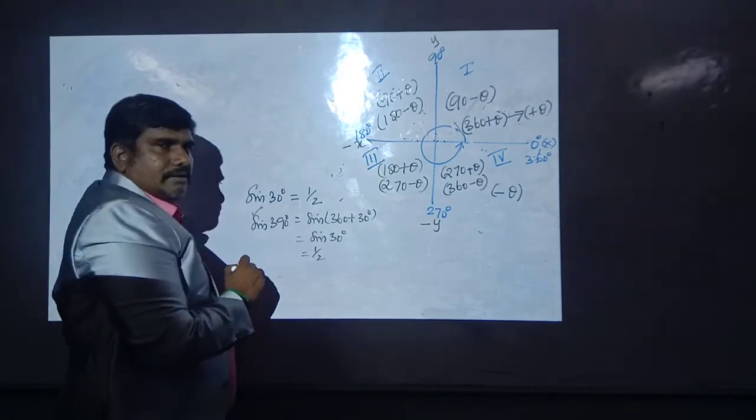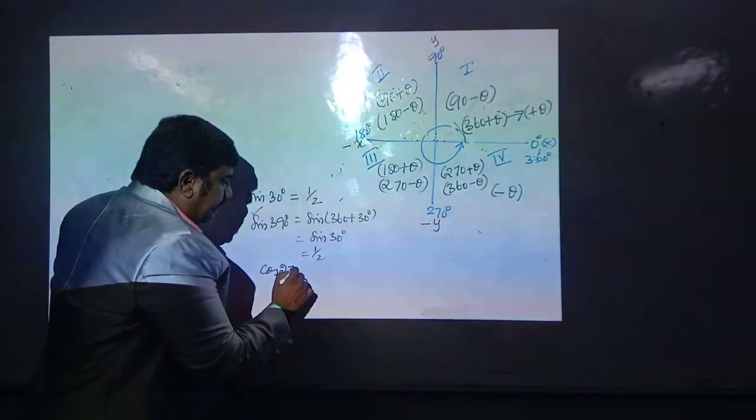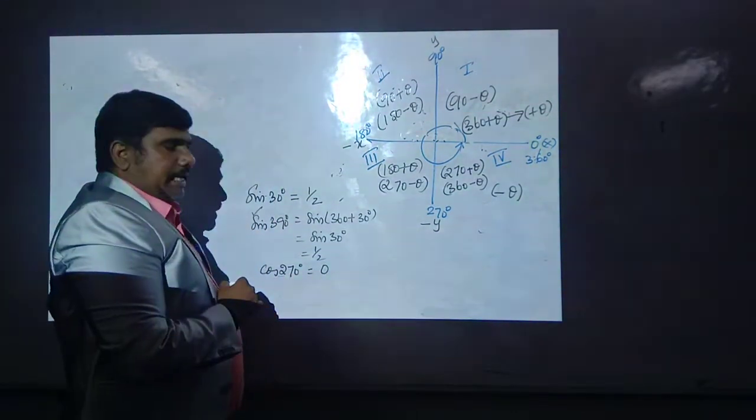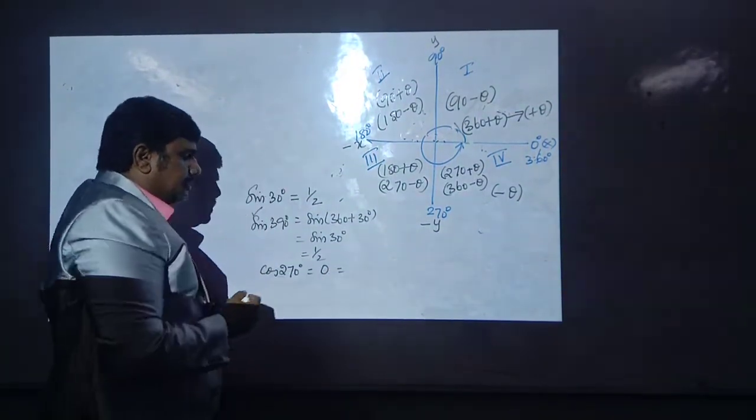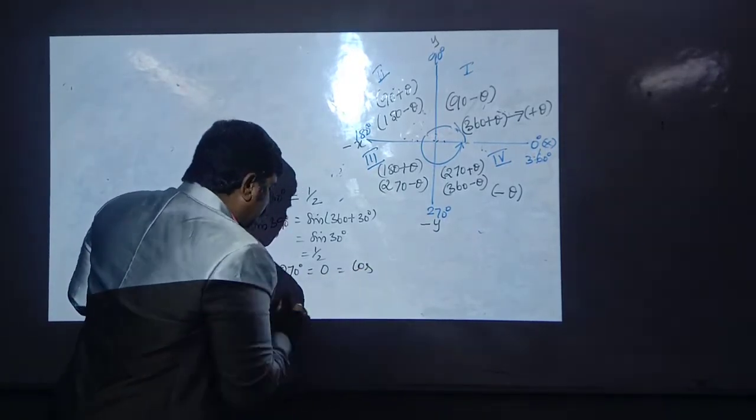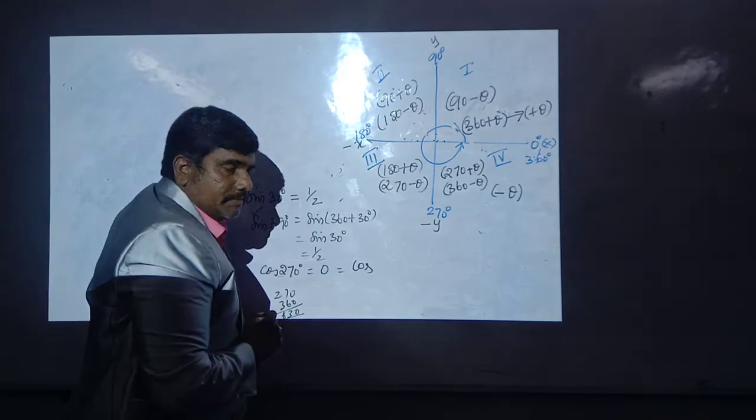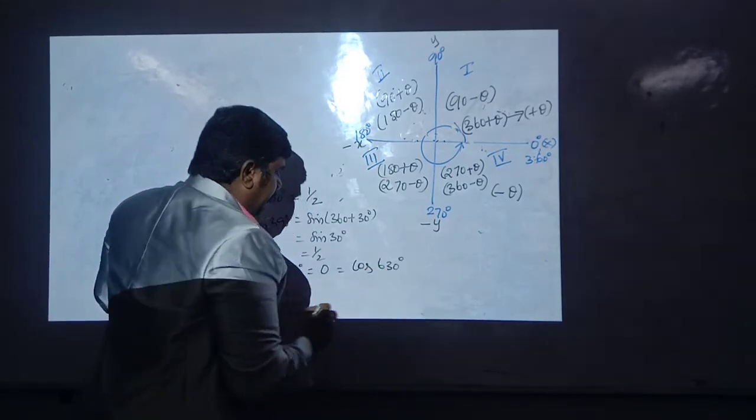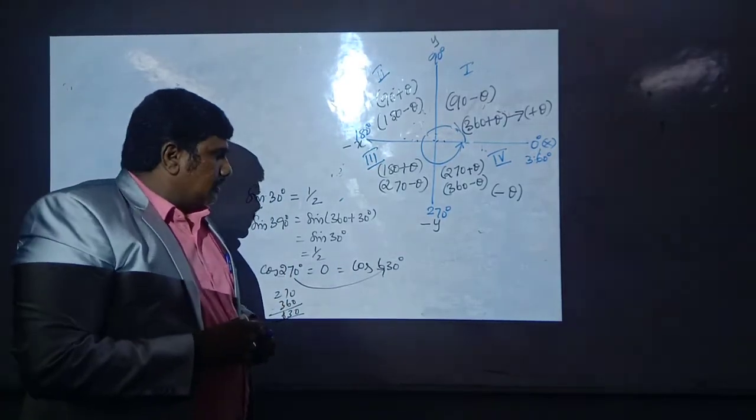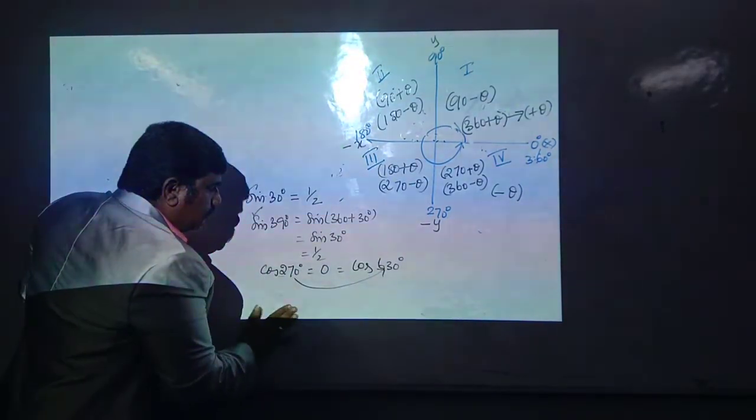Not only for sine, for cos or anything else, the same thing applies. For example, what is cos 270 degrees? That is going to be 0. Suppose I take 360 degrees plus: cos of 270 plus 360, that is 630 degrees. Cos 630 degrees will also have the same value as cos 270 degrees. This is what we have to infer from this.